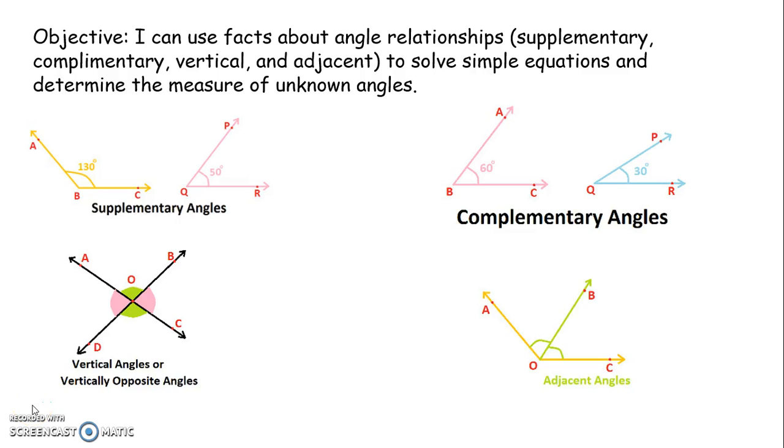Tonight we're going to continue our discussion about types of angles, and we're actually going to do a little throwback to our equations unit, and we're now going to use algebra to help us figure out the measure of angles. So here's our objective. I can use facts about angle relationships, whether they're supplementary, complementary, vertical, and adjacent, to solve simple equations and determine the measure of unknown angles.